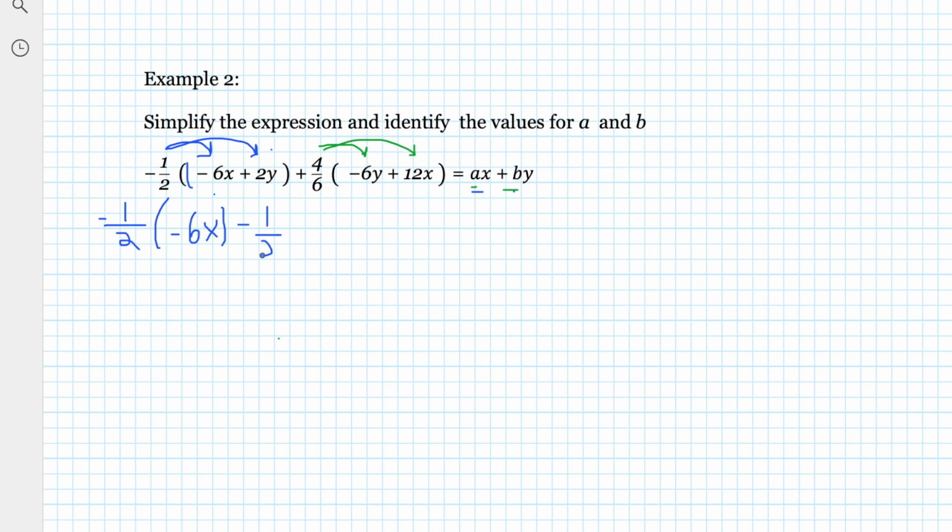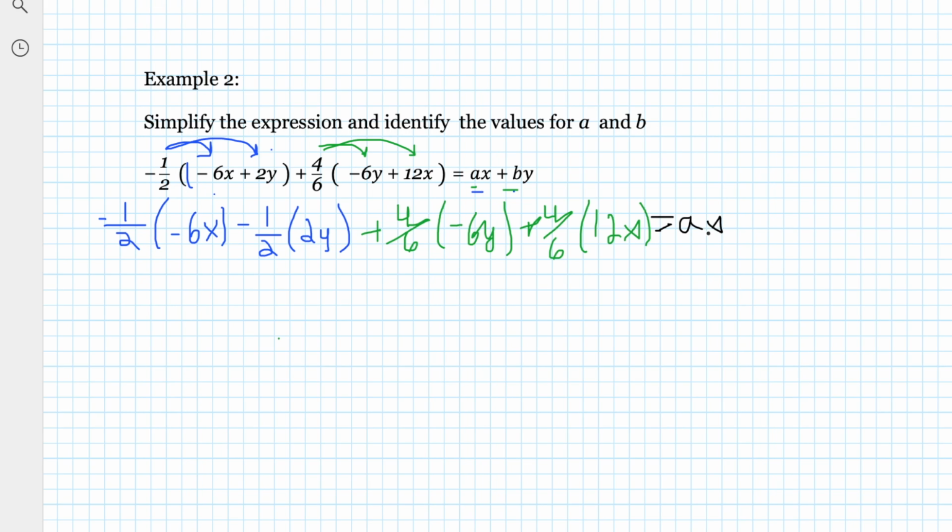And notice I'm not adding these values because it's a negative 1/2. I'm still using the negative 1/2 as you see here as being multiplied by 2y. Now because it's positive 4/6, I'm going to put that positive 4/6. That's going to be multiplied by negative 6y. Again, positive 4/6 all over 12x. And because this equals an equation, I'm going to keep it with us.